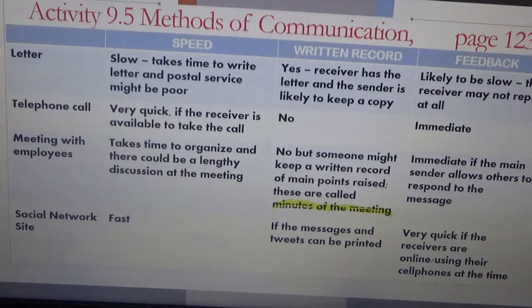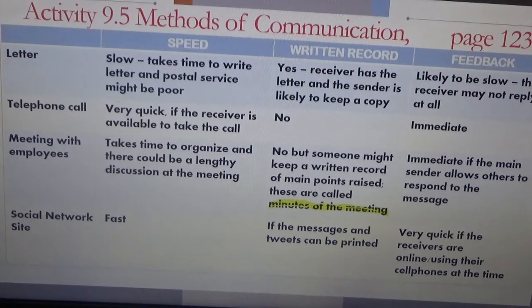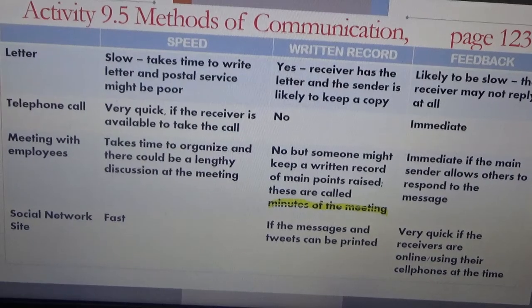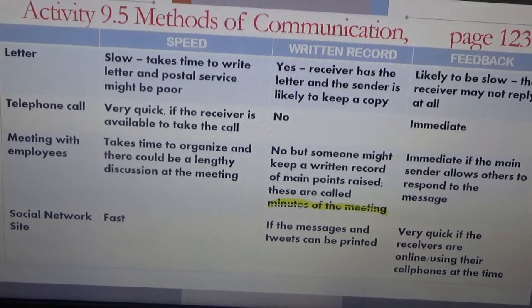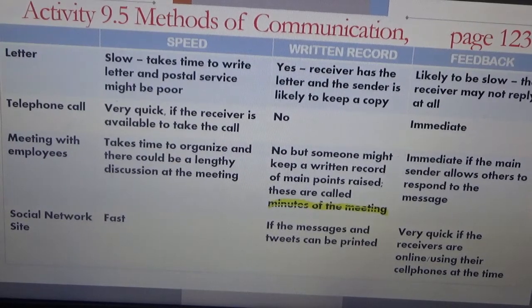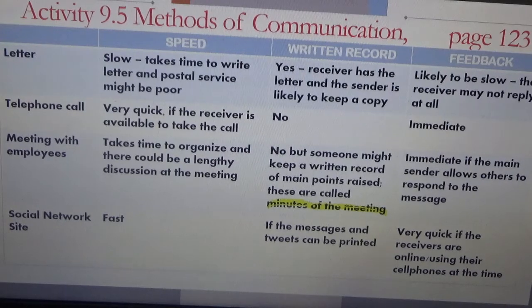We have the feedbacks. Okay, immediate feedback may be received if the main sender allows others to respond to the message. Okay, now how about social network sites? Of course, they're fast. It's a trend nowadays. And is there a written record? If the messages and tweets can be printed, yes. And for the feedback, it will be very quick if the receivers are online using their cell phones at the time.